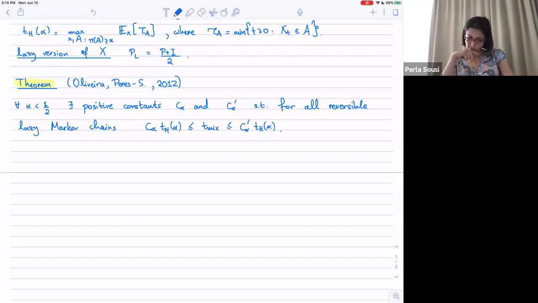Okay, so let me go over the theorem. What the theorem states is that for any fixed alpha, which is strictly less than a half, I'll talk about a half in a little bit, there exist positive constants C alpha and C alpha prime. These positive constants are universal for all reversible finite Markov chains that we also make lazy, so that the mixing time, t mix of a quarter, is upper bounded by one constant times the maximum hitting time of sets of size at least alpha, and lower bounded by the other constant times the same quantity.